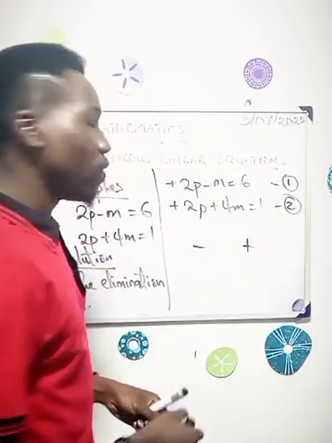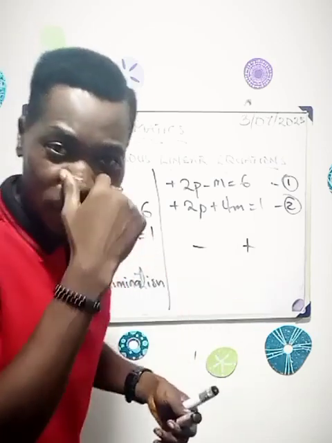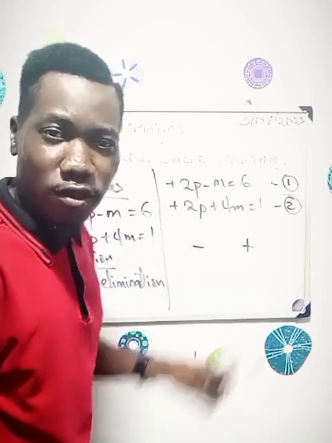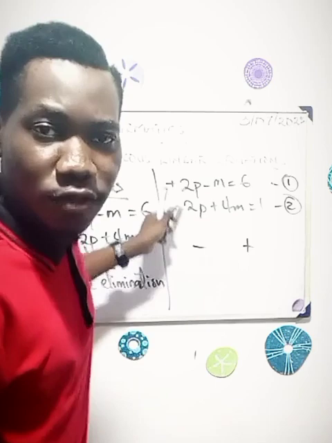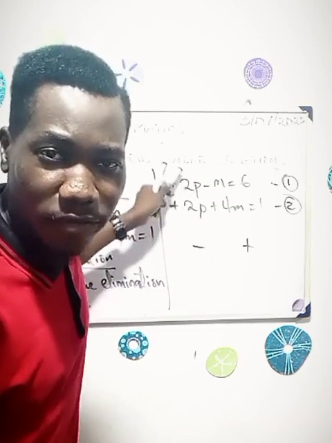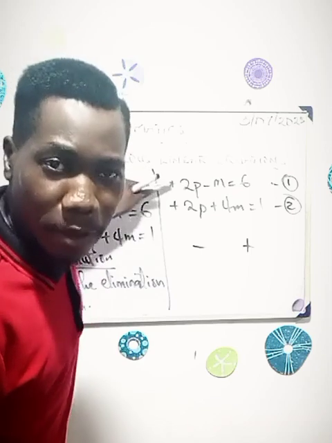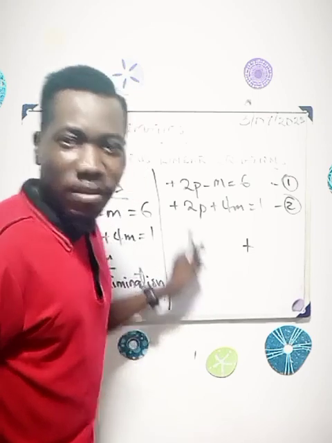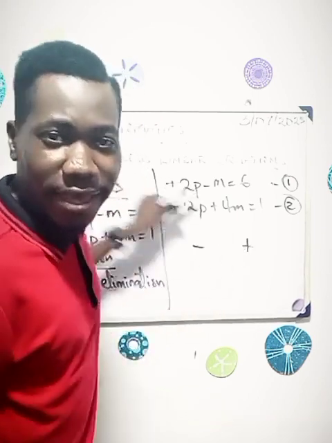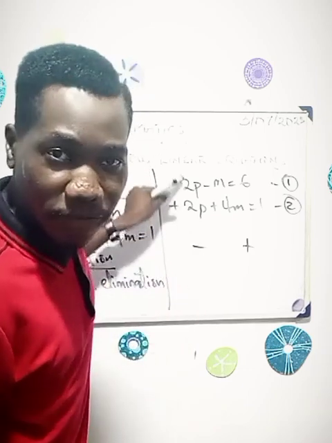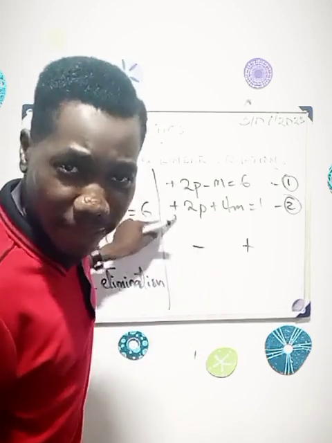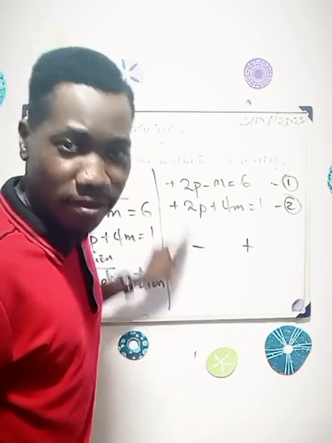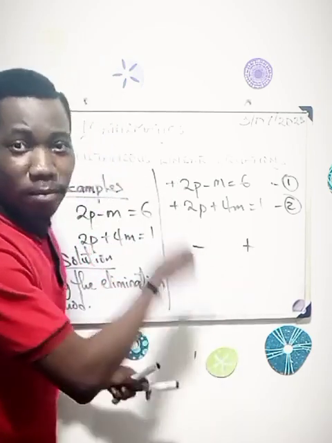Again, I'm going to repeat myself. When you want to use the elimination method in solving simultaneous equations, you decide first which variable you want to eliminate. We've chosen to eliminate p first. Next, check the coefficients: 2 and 2, the same. Now, how about their signs? Plus and plus, the same. Then what are we going to do? We subtract. If they are the same, negative negative or positive positive, you subtract. But if they are different, you add. So now they are the same, we are going to subtract.